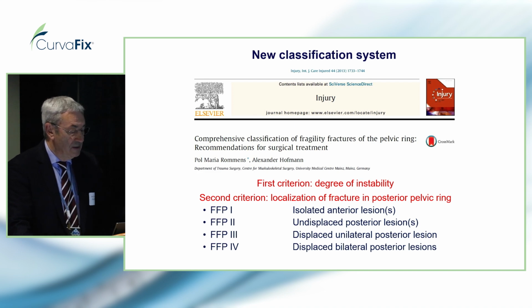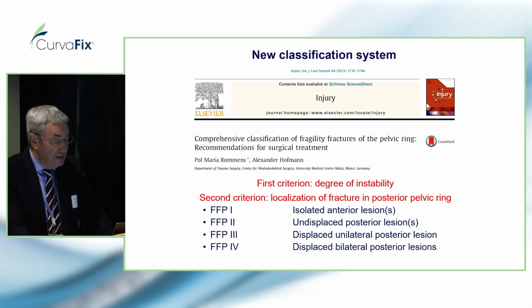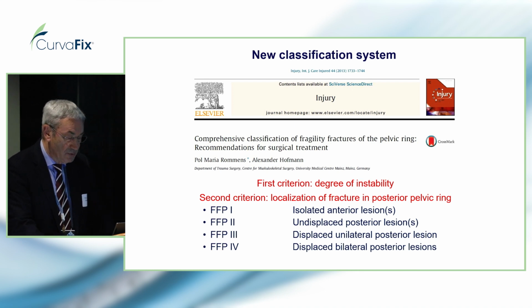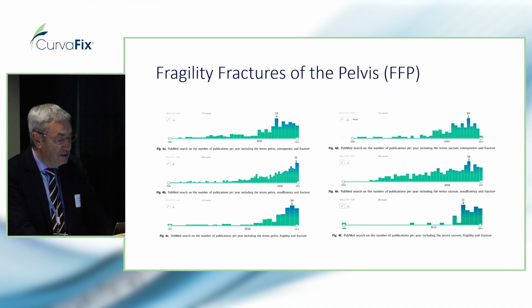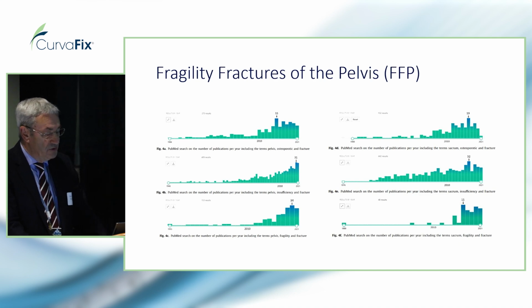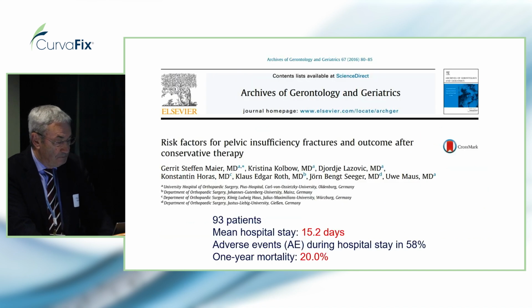And you see here the different types. The first type is the anterior and isolated lesion. The second type is the undisplaced posterior lesion. And the third and the fourth types are displaced lesions, be it unilateral or bilateral. And indeed, we see that in literature, since about 10 to 15 years, the number of publications that are focusing on fragility fractures of the pelvis are increasing rapidly.